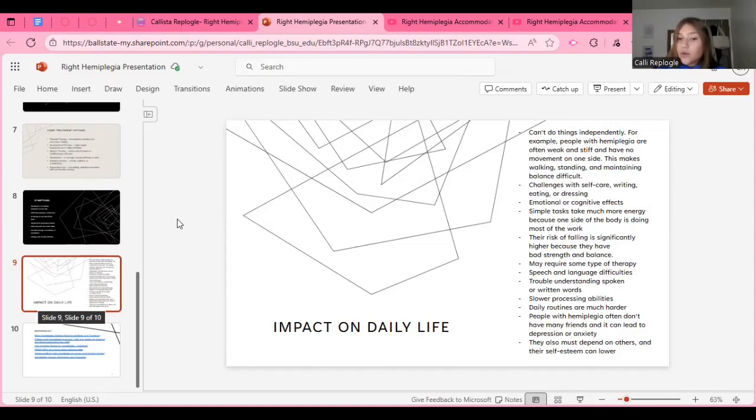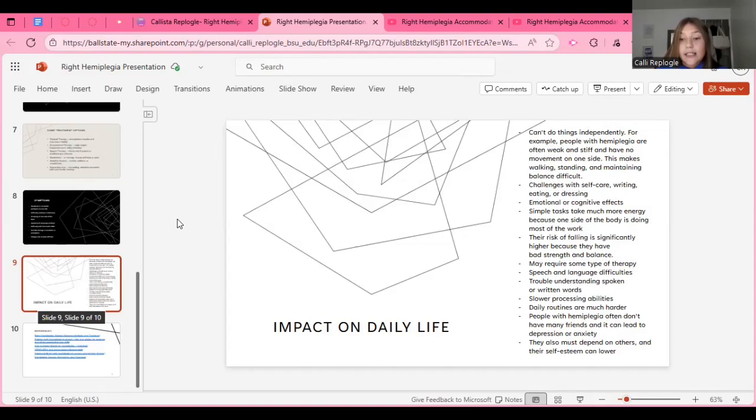Their speech and language difficulties. So again, they're probably going to have a person being able to talk for them or know what they're saying. They have trouble understanding spoken or written words sometimes. They have slower processing abilities just because of the brain damage that they have. And just daily routines are much harder for them.